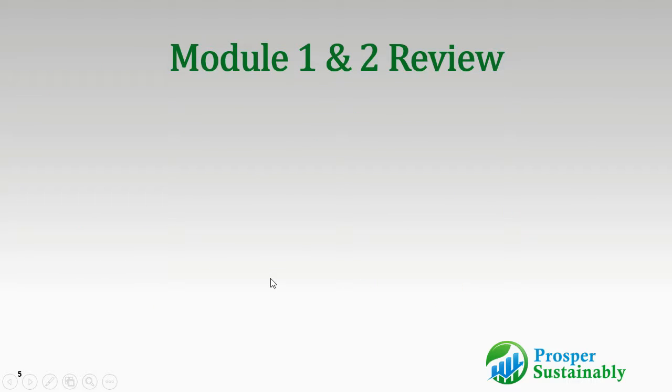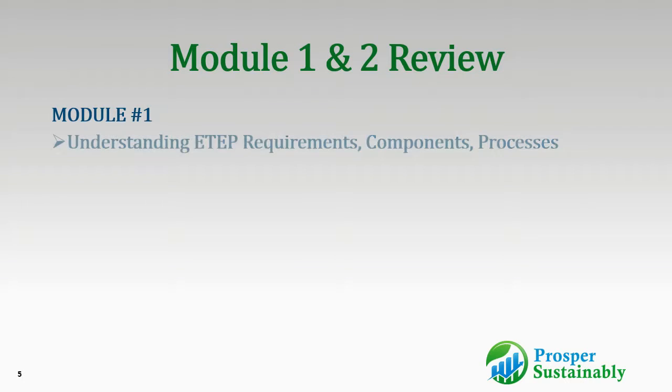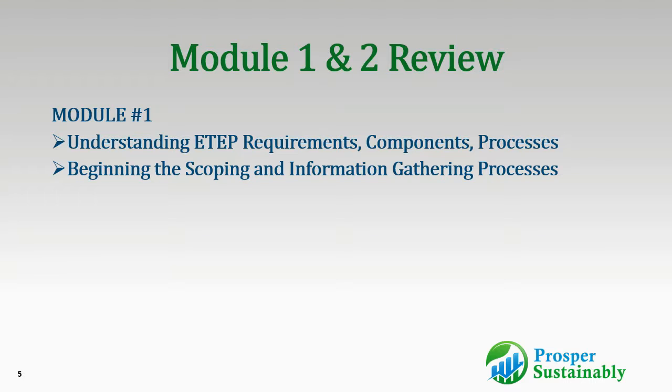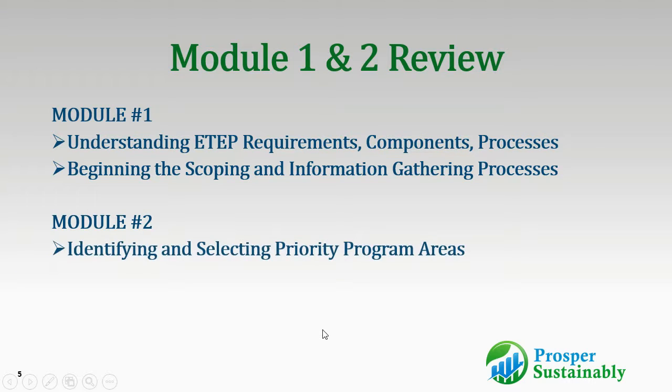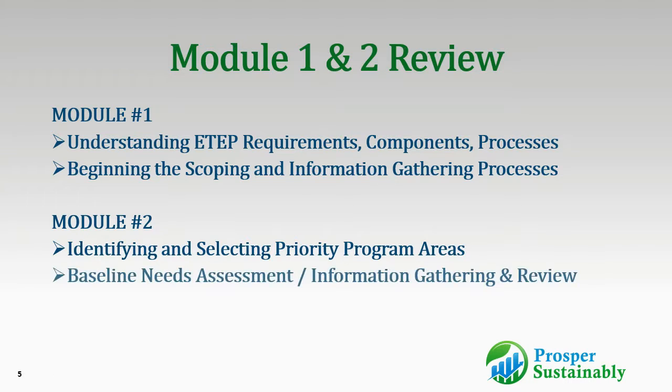I want to quickly review what's been covered so far in modules 1 and 2. In module number 1, the primary focus was on the requirements, components, and processes for ETEPs pursuant to the GAP guidance, and really understanding what those are. We had also gone through the process of scoping and information gathering, at least initiating that. In the last module, we spent a little more time identifying and selecting the priority program areas, which was part of the scoping process we did discuss in module number 1.